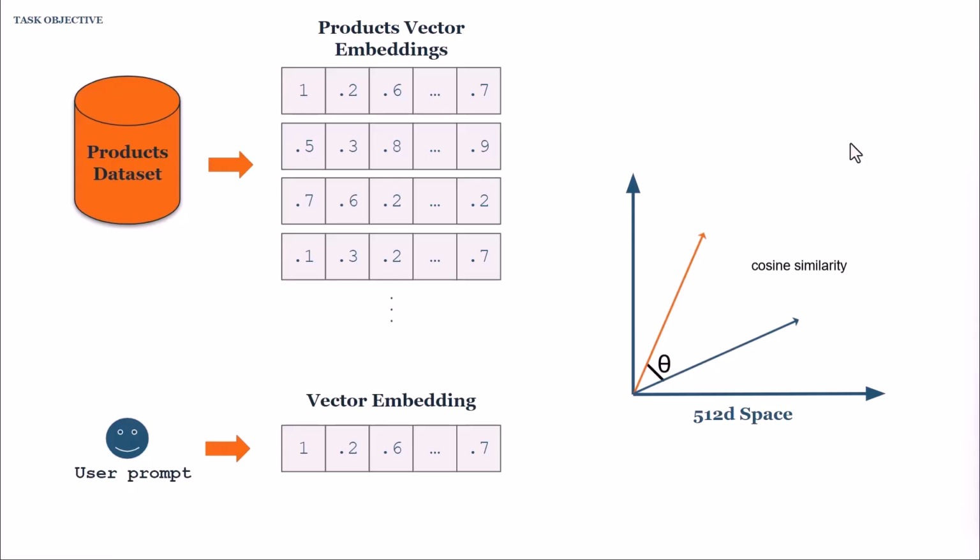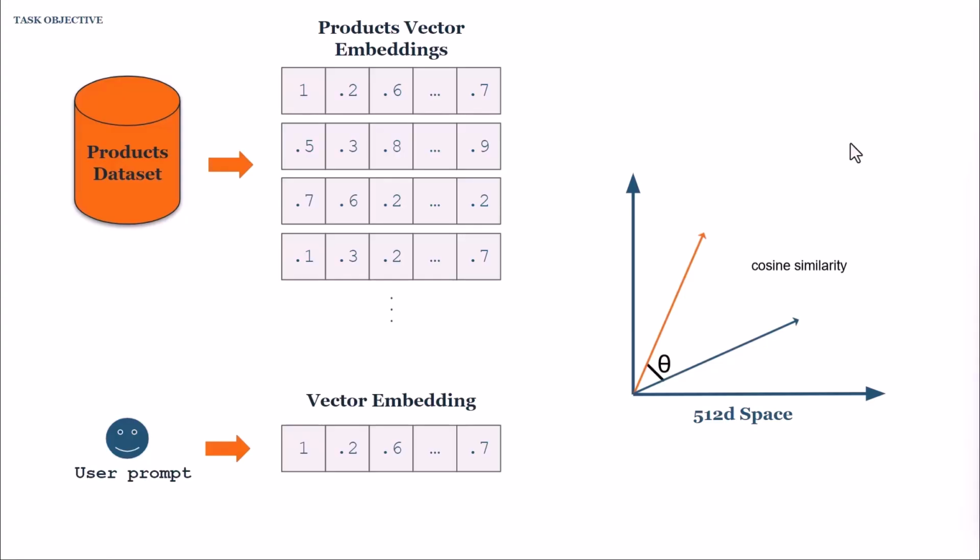Cosine similarity calculates the angle between two vectors. The smaller the angle, the more similar the vectors are. This is especially useful in high dimensional spaces because it focuses on the direction of the vectors rather than their magnitude. Of course, there are other measures that we could use for this purpose, but for our use case, cosine similarity is ideal because we are interested in the semantic similarity between the user's prompt and our dataset entries, regardless of their absolute values or lengths. Cosine similarity helps us capture that meaning effectively.